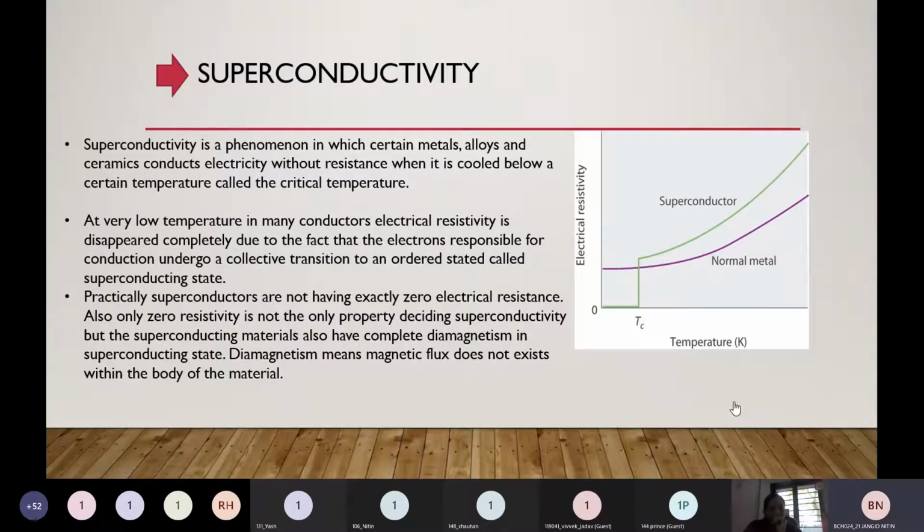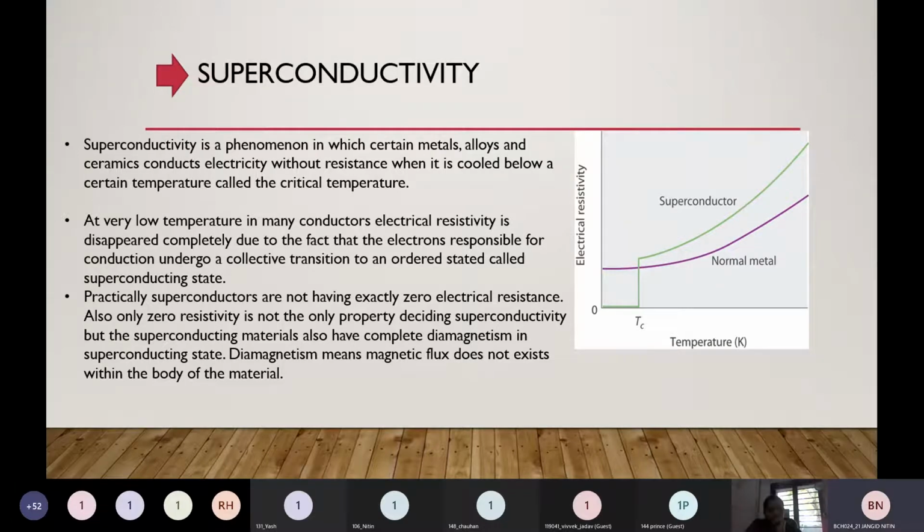Now, superconductivity. Superconductivity is a property of superconductors. It is a phenomenon in which certain metals, alloys and ceramics conduct electricity without resistance when cooled below a certain temperature, called the critical temperature. When we cool superconductors to a certain temperature, they show a property known as superconductivity.